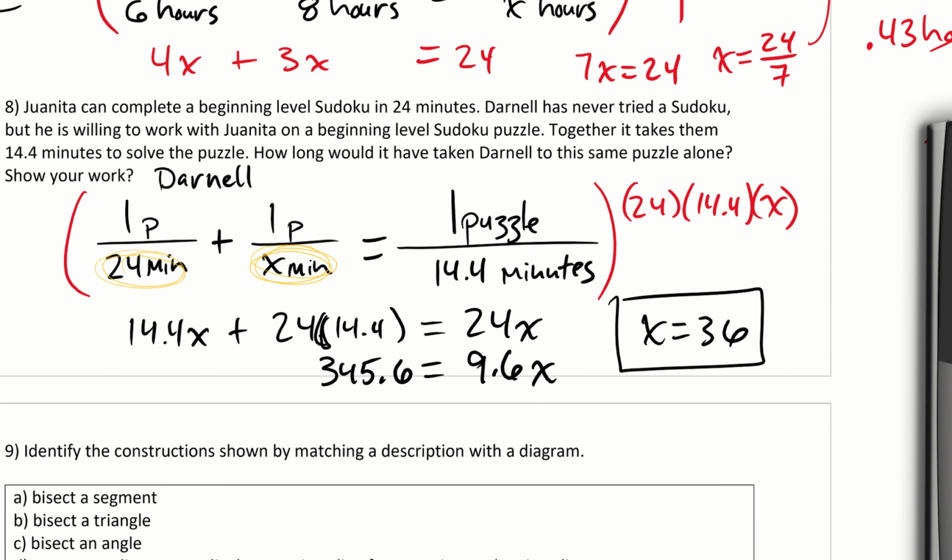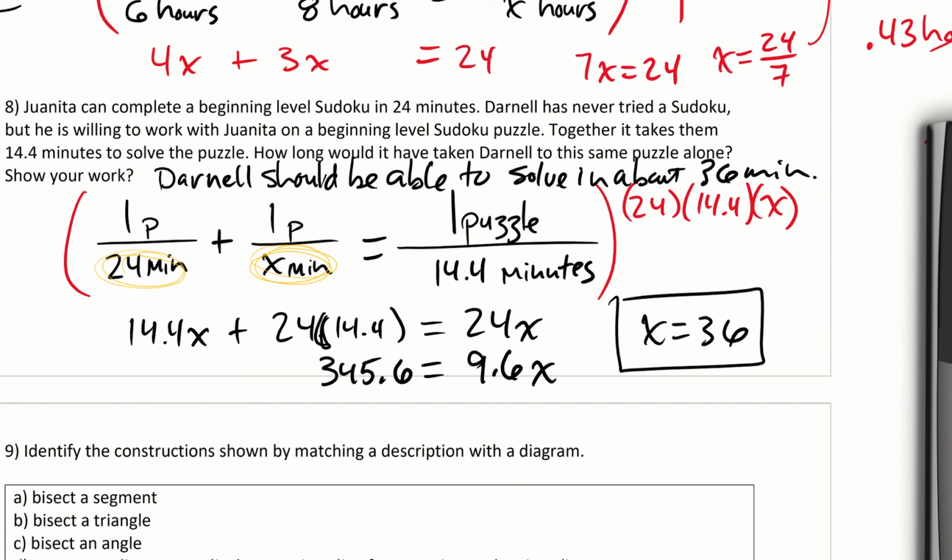So I believe that Daryl should be able to solve this in about 36 minutes. So I wrote that down, and the room is kind of crowded there, but I want to just remind you that it's really nice when you do a problem that you put your solution back in terms of the original problem. So x is 36 is like, what's x? What are we talking about here? Daryl should be able to solve this problem in about 36 minutes.